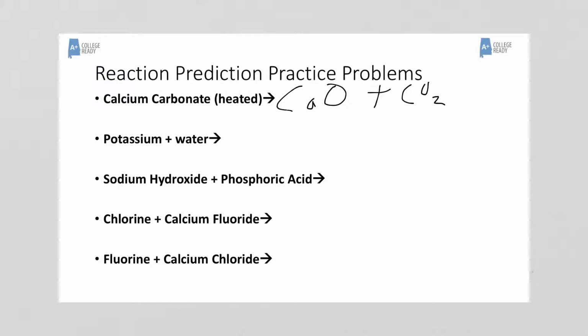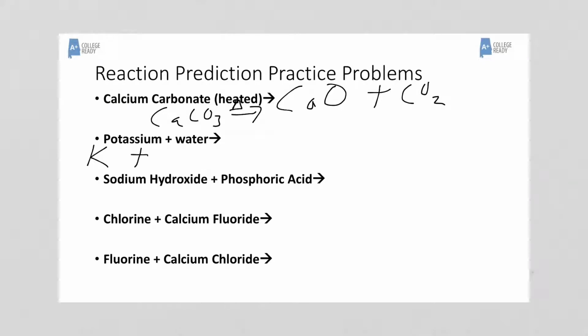We need to balance this equation. Turns out it already is balanced. So it's going to be CaCO3. Maybe put a little delta there to show the heat. Breaks down to CaO plus CO2. Decomposition reaction.